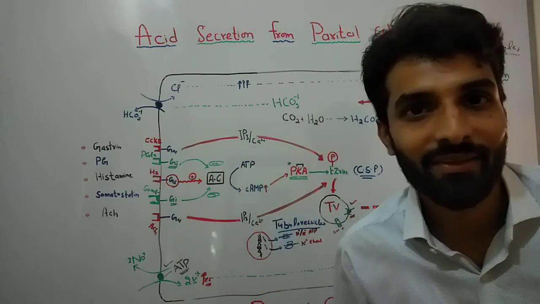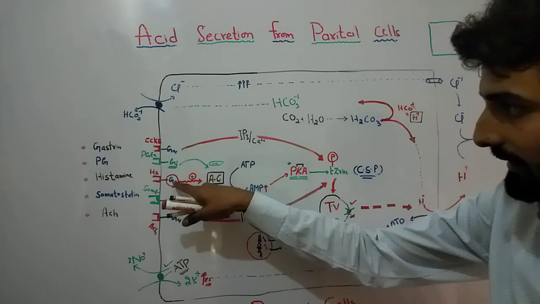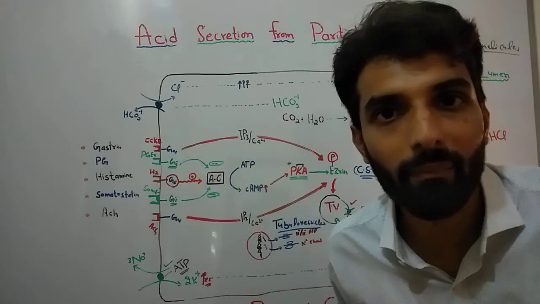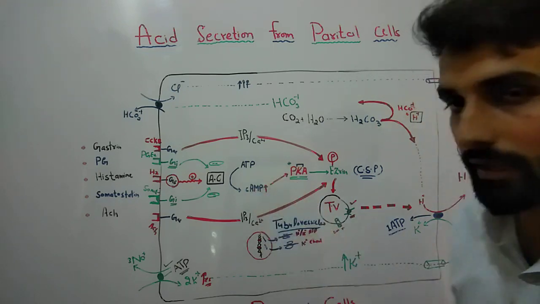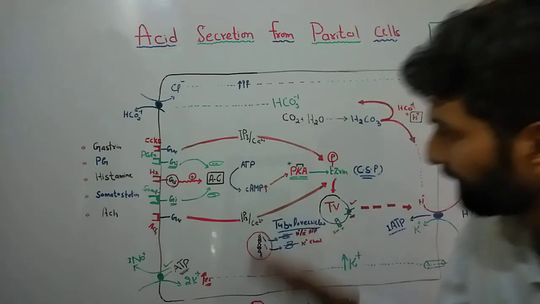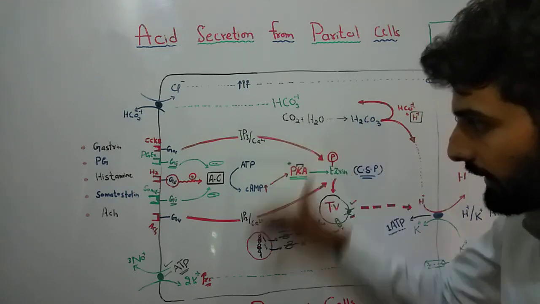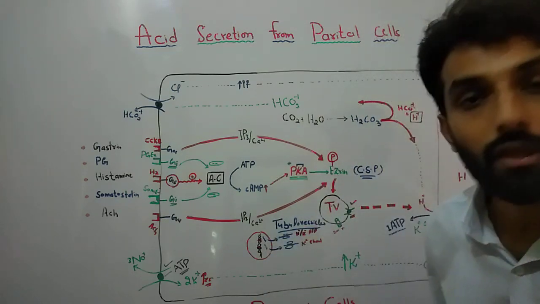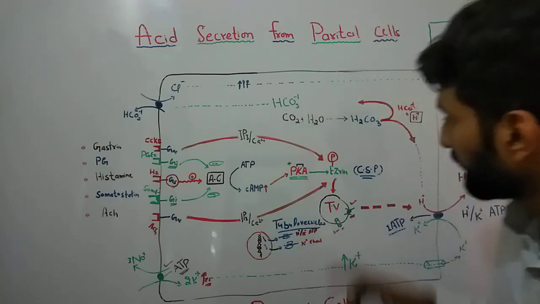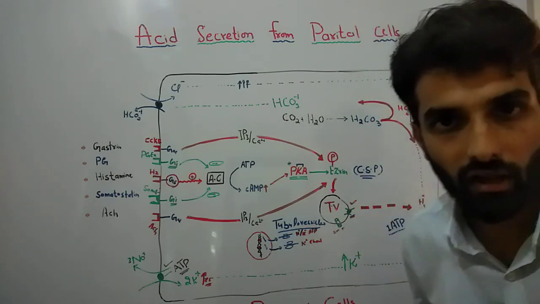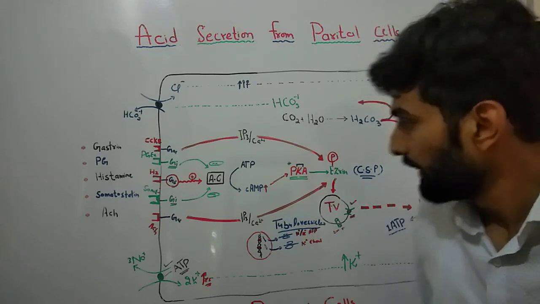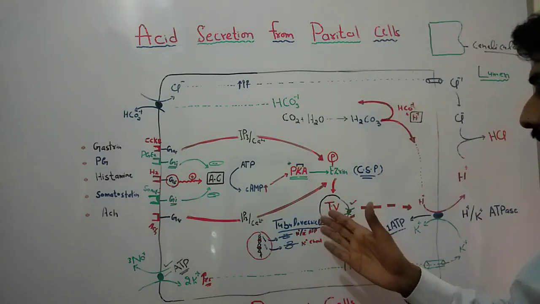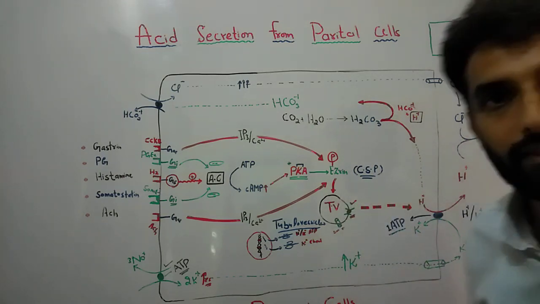adenyl cyclase. They will not activate the adenyl cyclase like histamine was doing. They will inhibit the adenyl cyclase. If adenyl cyclase is inhibited, the conversion of ATP to cyclic AMP will decrease. If the concentration of cyclic AMP decreases, activation of protein kinase A will decrease. If activation of protein kinase decreases, activation of Ezrin or other cytoskeleton proteins will decrease. If the cytoskeleton protein and Ezrin activation decreases, what will happen? Transportation and fusion of tubulovesicles will decrease.